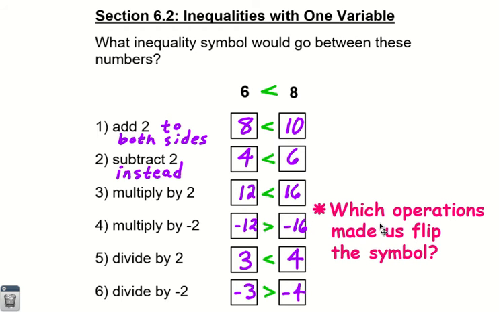Which operations made us flip the symbol? Well, flipping the symbol means the less than became a greater than. So when we multiplied by -2, we had to flip it to a greater than. And also when we divided by a -2, we had to flip to a greater than. None of the other operations, adding, subtracting, multiplying by a positive, dividing, these are the only two.